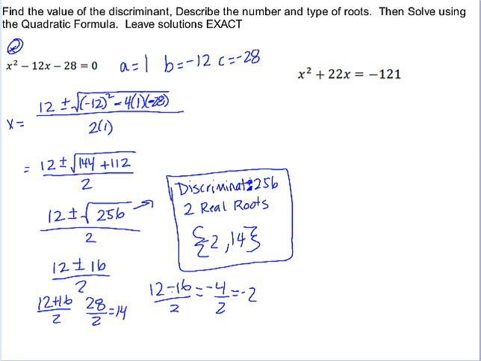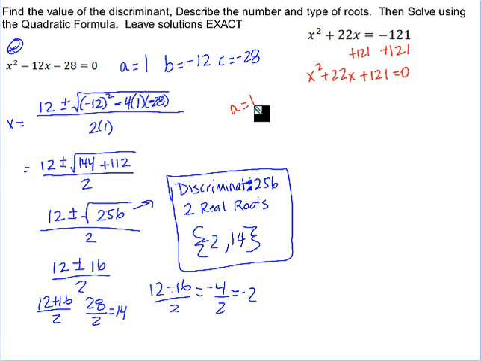Second one, x squared plus 22x equals negative 121. First off, for the quadratic formula to work, this needs to be equal to 0. So we're going to add 121 over. So this is x squared plus 22x plus 121 is equal to 0. So in this case, our a is 1, our b is 22, and our c is 121.